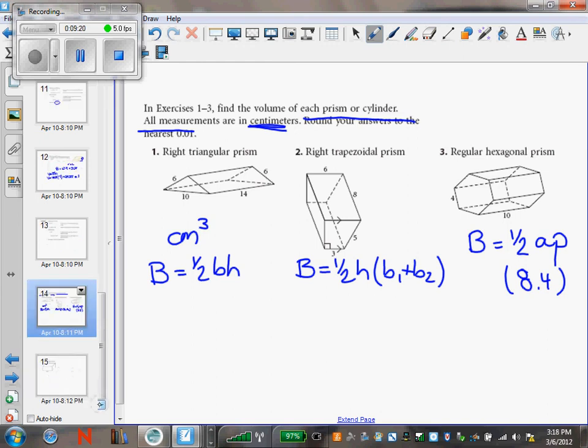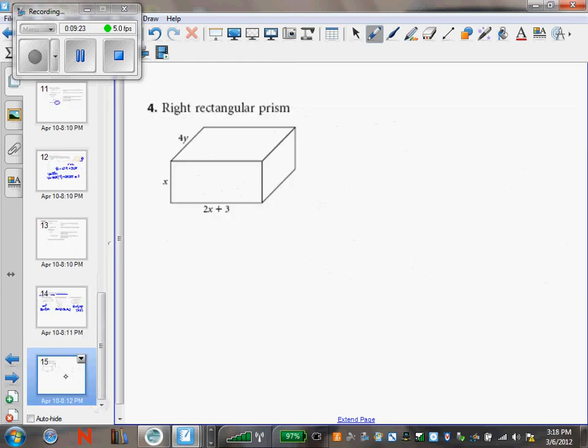And then the 4th problem I want you to do is this one, a right rectangular prism.